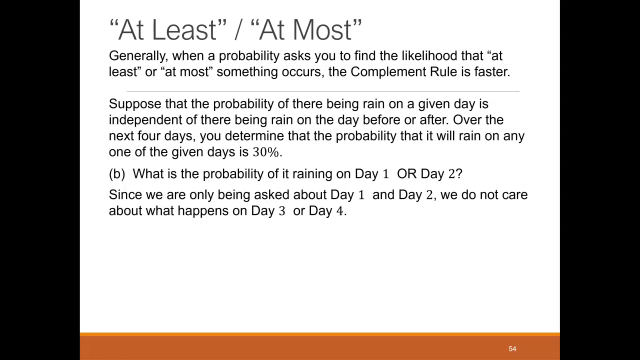What is the probability of it raining on day 1 or day 2?